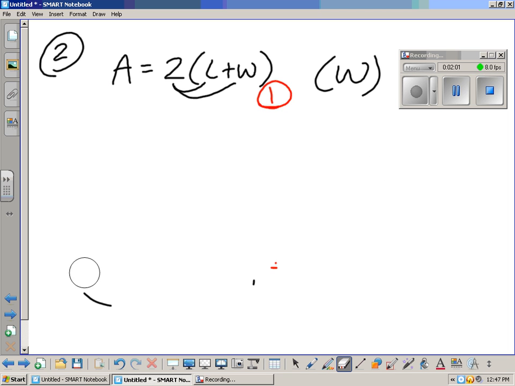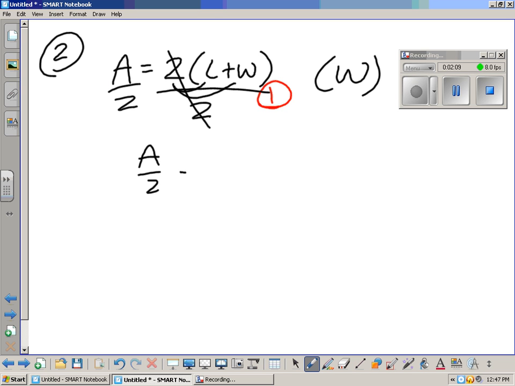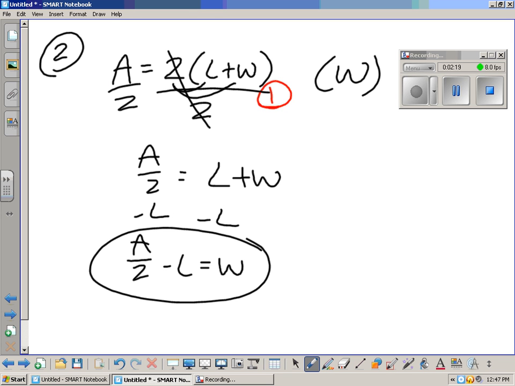So instead of using the distributive property, the first thing I'm going to do is divide both sides by 2. So I get A divided by 2 equals L plus W. Then I'm going to subtract L from both sides. And I am finished. So that was 1 step, dividing by 2. 2 steps was subtracting the L, and then we're finished. So that was a little bit faster.